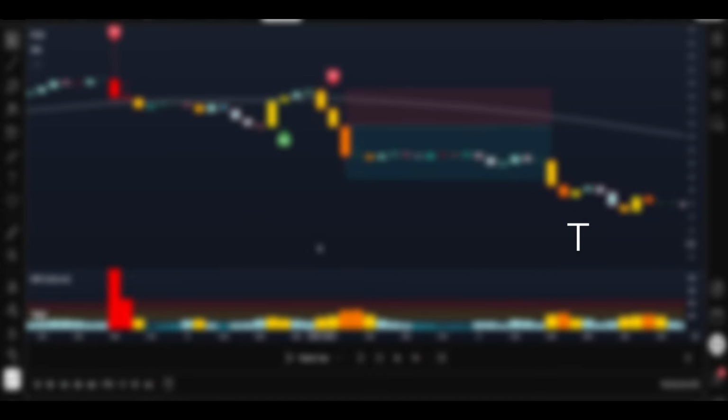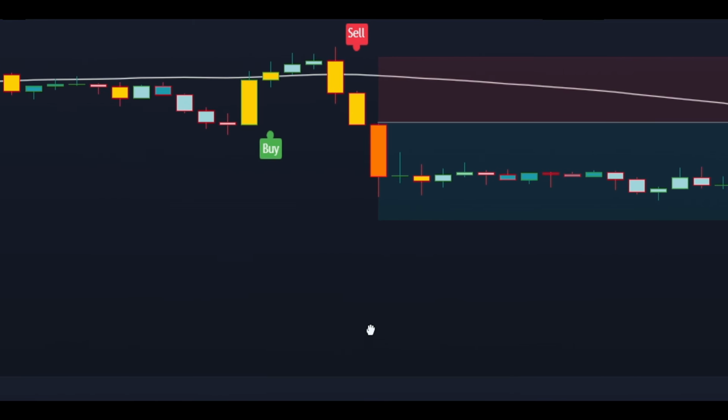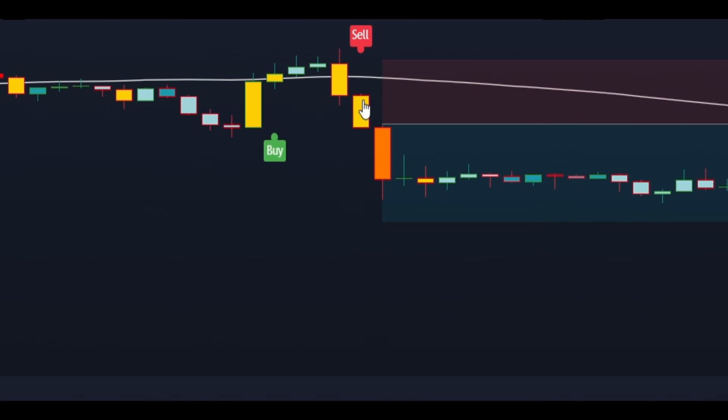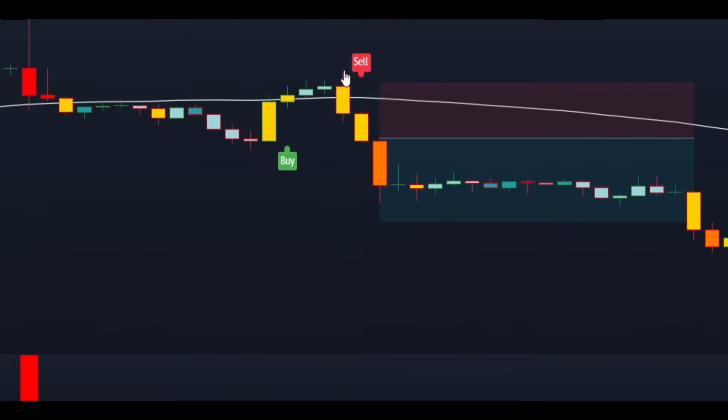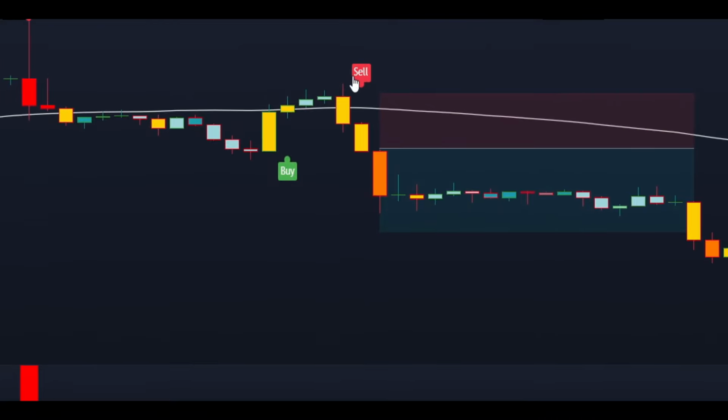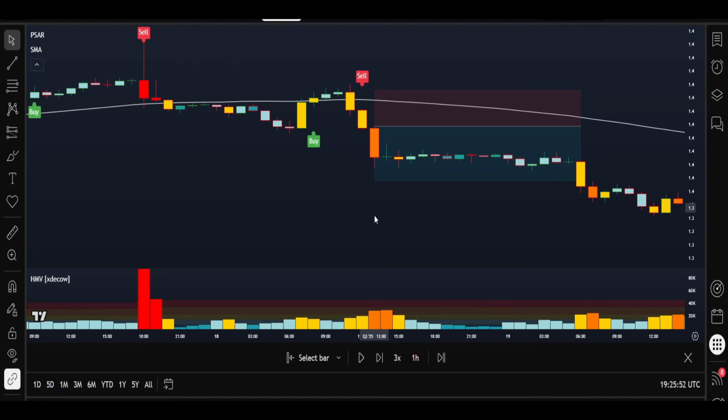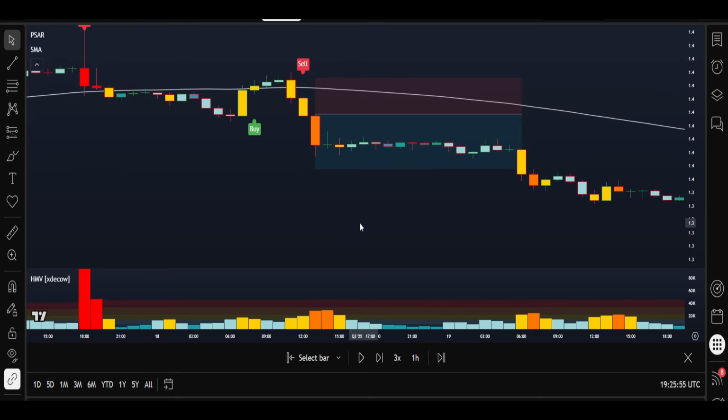Short setup checklist. First, trend filter. Price is below the 60 MA. Second, volume gate. The signal candle should be yellow, orange, or red. Third, trigger. The Parabolic SAR gives a sell signal on the candle. Again, all three must be true at the close. If the candle is light blue, or price isn't below the moving average, we wait.